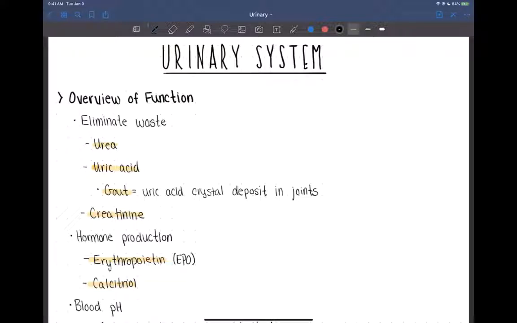Alright, so let's start with the functions of the kidney. One of the big functions of the kidney is obviously to eliminate waste in the form of urine. It acts like a water treatment plant of the body, filtering blood, and urine is formed from that filtering of the blood.